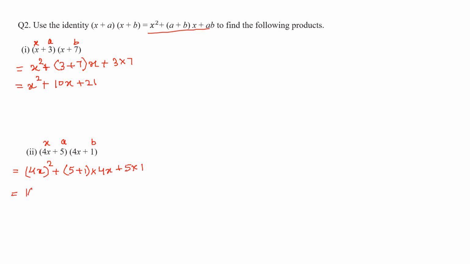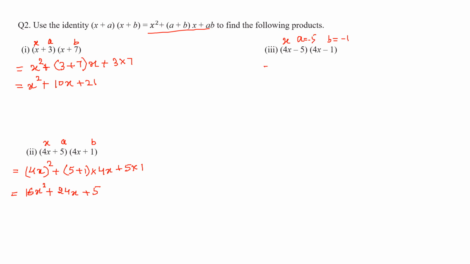So (4x)² will give you 16x², plus 5 plus 1 is 6, 6 into 4 is 24x, plus 5 into 1 will give 5. Now the third question, (4x − 5) into (4x − 1). Here you can see your x is 4x, your a is minus 5 and your b is minus 1. You can write b is minus 1 and a is minus 5.